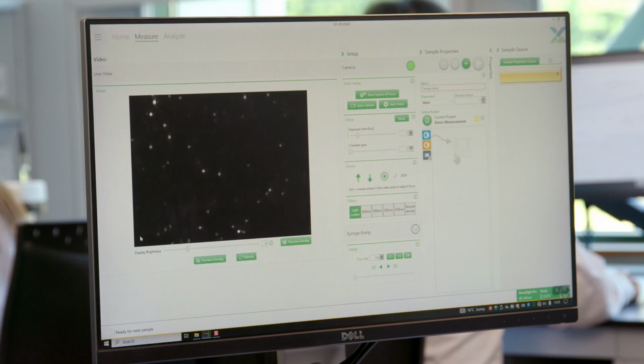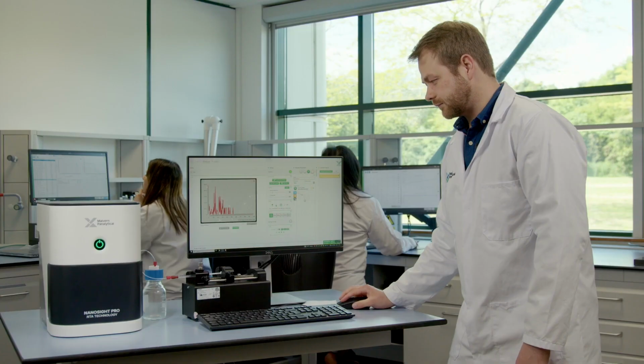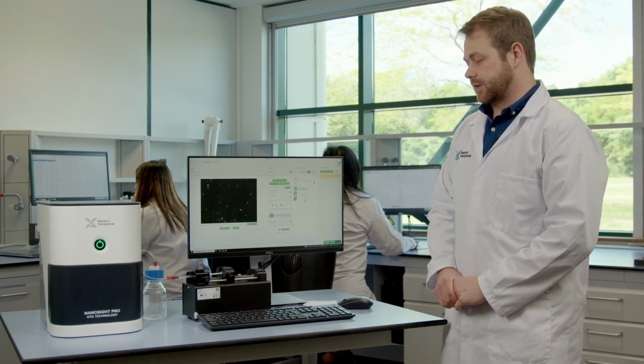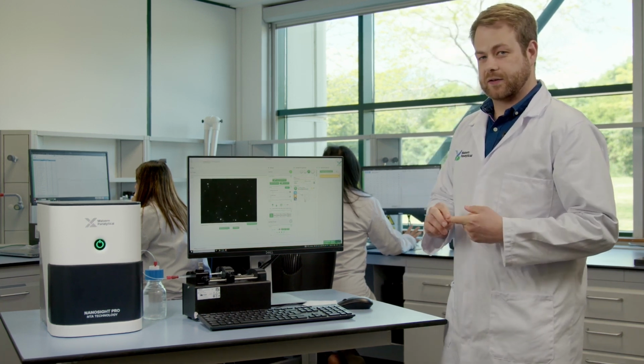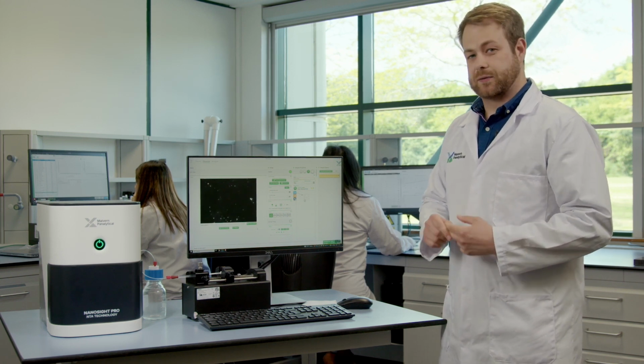So to get a quick idea of how the size might be for your sample, you can click on the preview overlay. This gives you a very quick graph, get an idea of what the size population might be. And once you're happy with that, you can then look at actually setting up your measurement normally. So what you can do here is you can do it one of two ways. You can either do it using manual setup, or you can do auto setup, which is much easier to do.